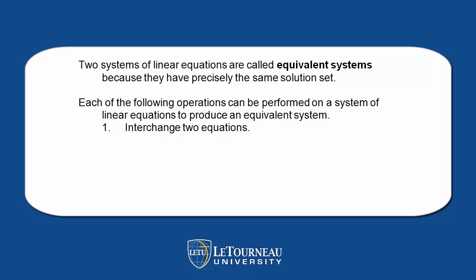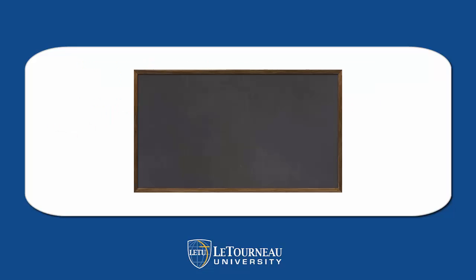Two systems of linear equations are called equivalent. There are certain things you can do to them. For example, you can interchange two equations. When you interchange two equations, you don't change anything but the looks. We can change looks, we just can't change what they equal.